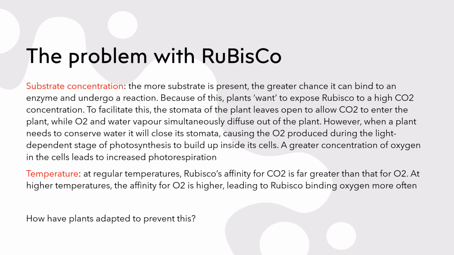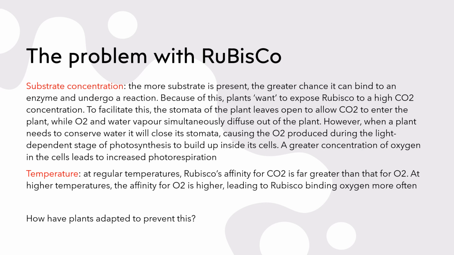So we want to bring carbon dioxide in, we want oxygen to leave. However, when a plant needs to conserve water, it will close its stomata. So, in perfect circumstances, carbon dioxide is coming in, oxygen is leaving, and photorespiration does not occur. But when the stomata close to conserve water, the oxygen that's produced during the light-dependent stage from the splitting of water builds up inside the cells.